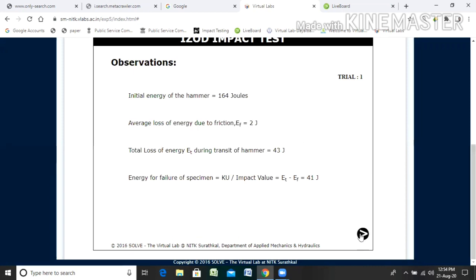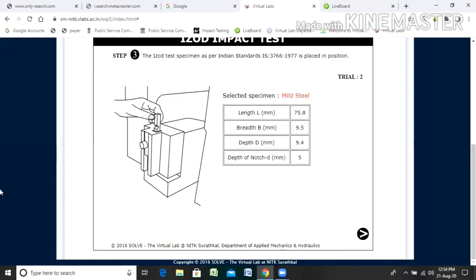After the first trial, we get the observations: the initial energy of the hammer is 164 joule, the average loss of energy due to friction, EF, is 2 joule, and the total loss of energy ET during the transit of the hammer is 43 joule. Therefore, 43 minus 2, that is 41 joule, is the energy for failure of the specimen. Now we have to move to the second trial.